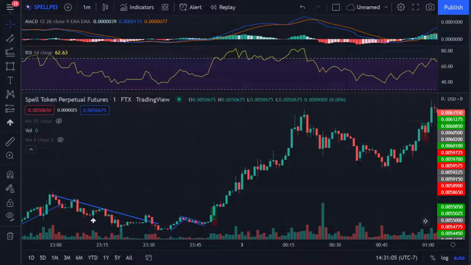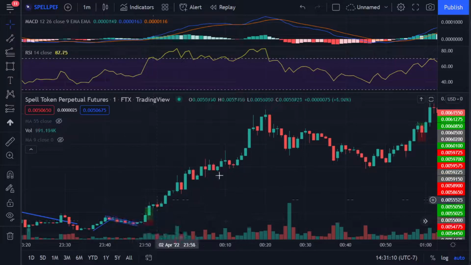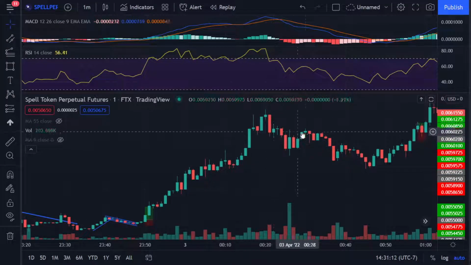So this one is we enter long at 60.5. Why did we do that? We have a nice strong push up here. We have a 3 push pattern down, right, in this channel.